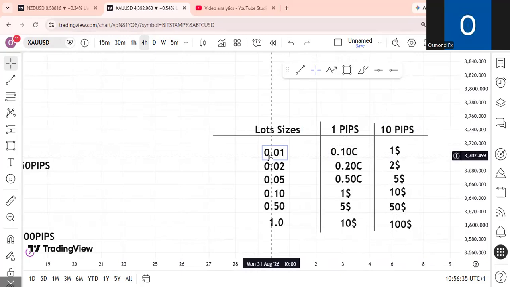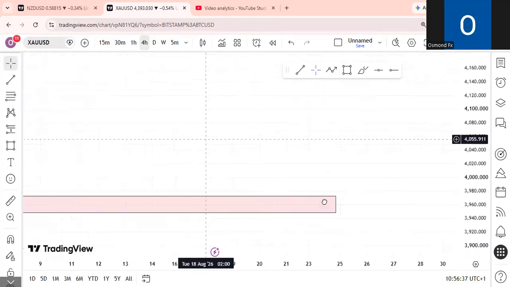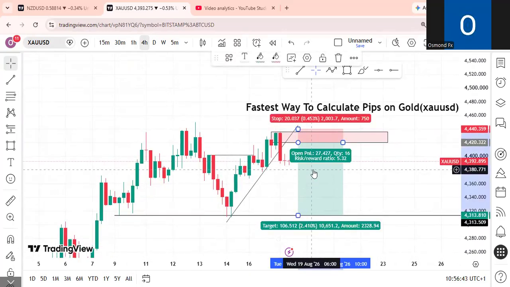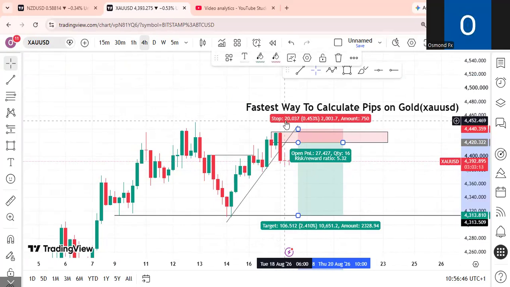Now, let's assume you use 0.01 on this trade here, right? And as you can see, the stop loss here is giving us 20. Then this 20 times 10, I told you guys to always multiply by 10, is 200. Then that 200, if you use 0.01 lot size, it means you're going to be risking 20 pips. Okay, you're going to be risking 20 pips on that trade.